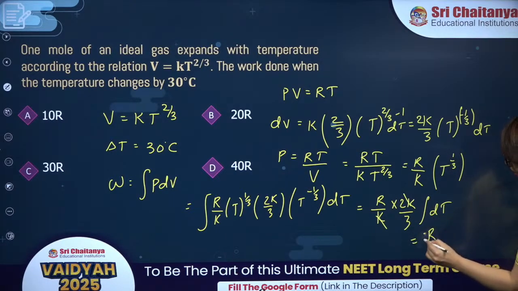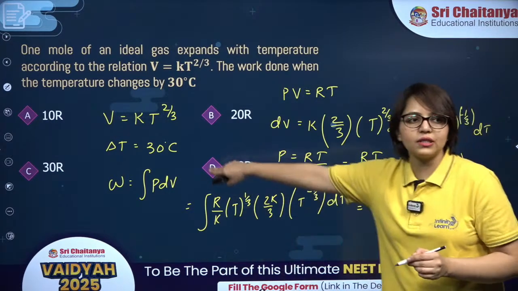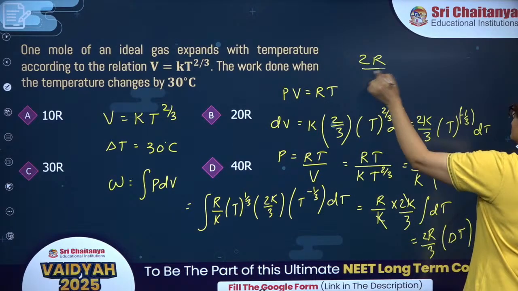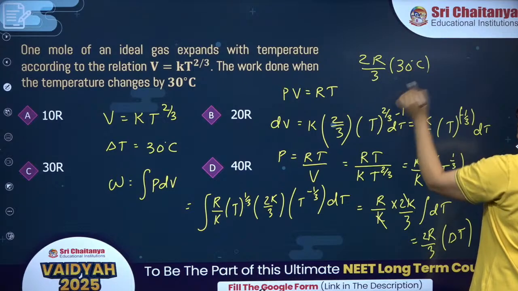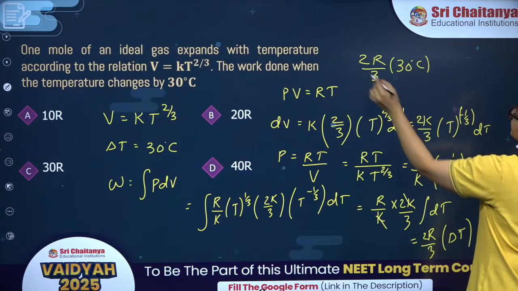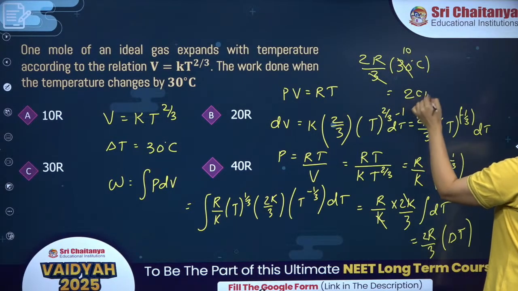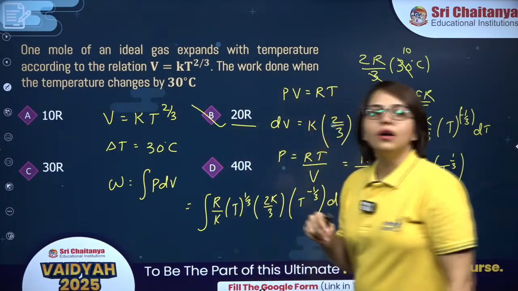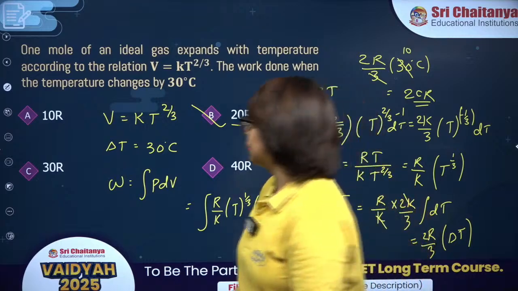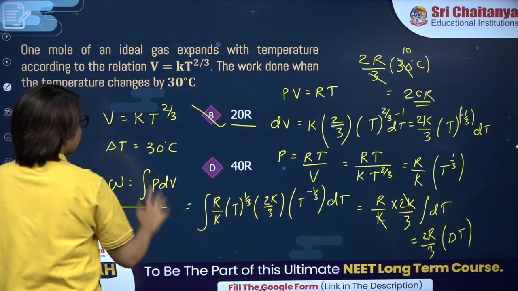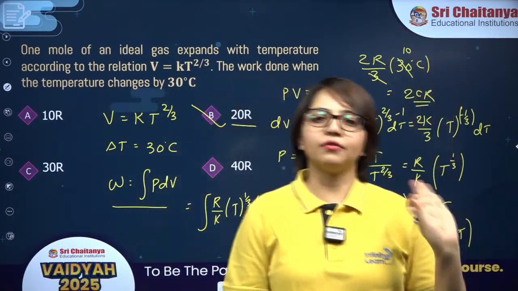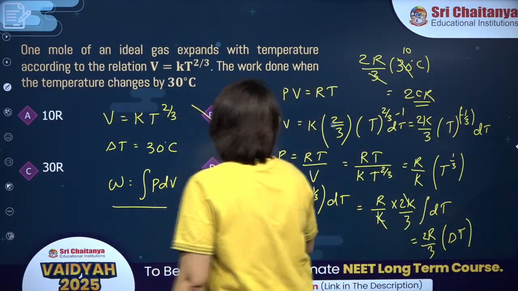So it is 2R by 3 times integration of dT, which will be delta T, where the change in temperature is equal to 30 degrees Celsius. So it will be 2R by 3 times 30, which is nothing but 10, so it will be 20R. This is the work done in this process, which is option B. Whenever you have work done, please apply this formula to get the answer. And for an ideal gas, use PV is equal to nRT for any conversion. This will give you the answer.